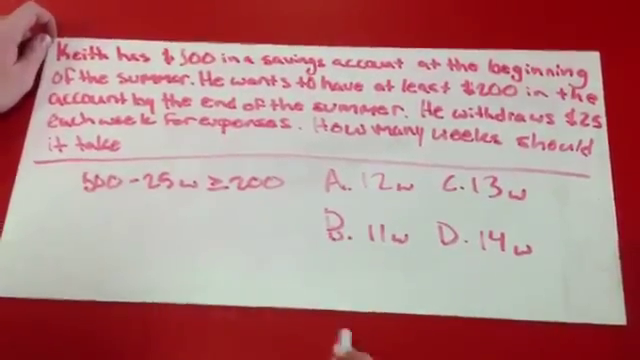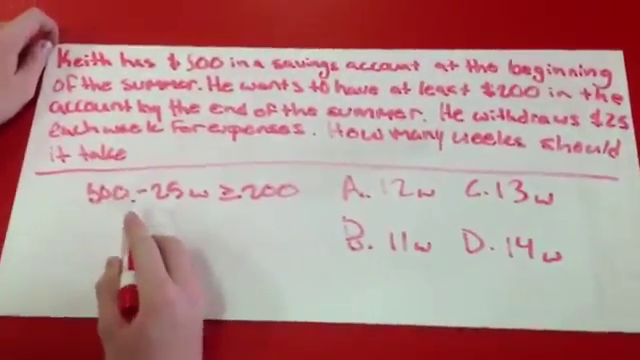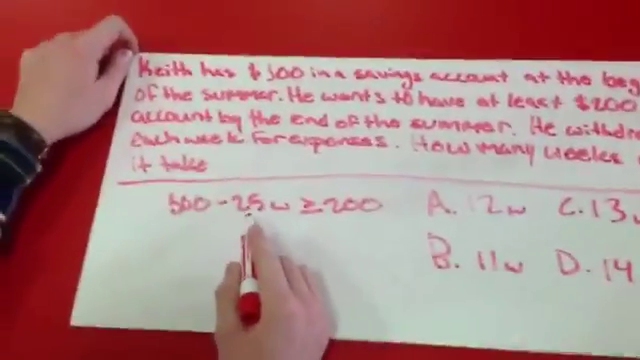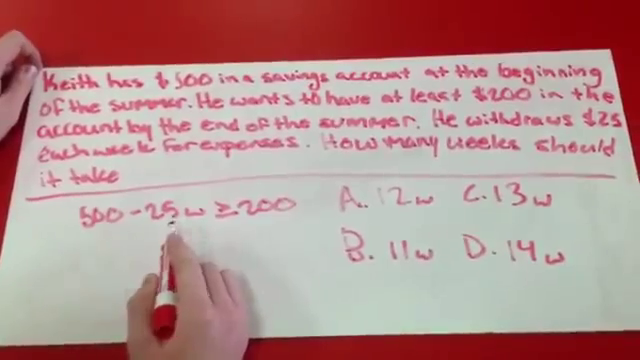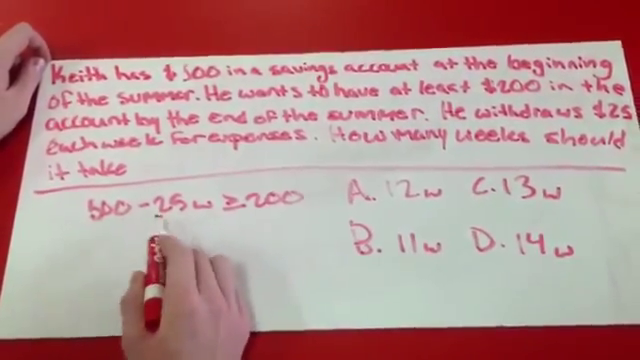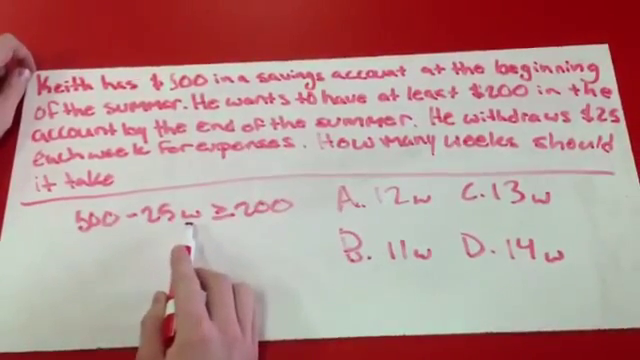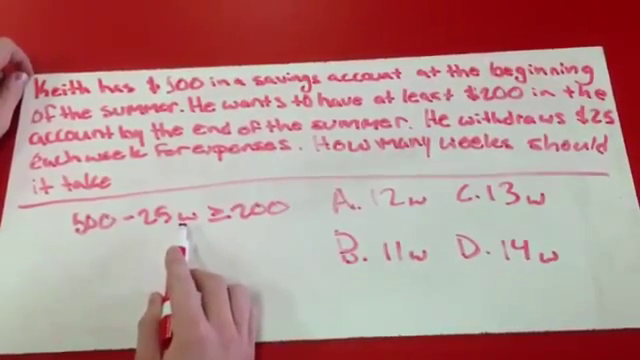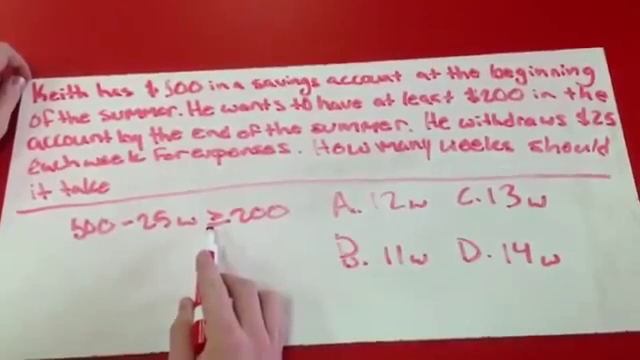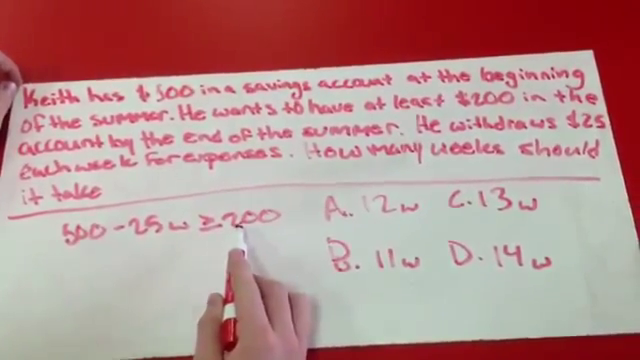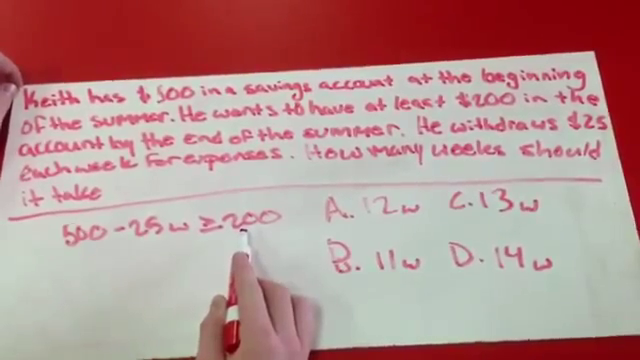So, let's set it up. $500, and he wants to end up with at least $200, and he has to spend so much money per week. So, we have $500. He has 25 weeks, so we factor that in as 25 times weeks, which will be the money he spends per week. And then we have it greater than or equal to 200. So he wants to end up with at least 200 or more.